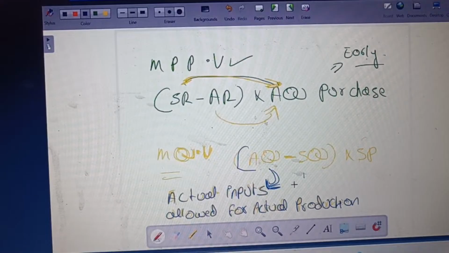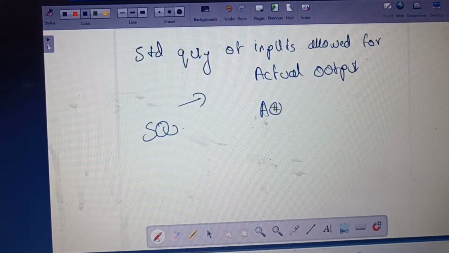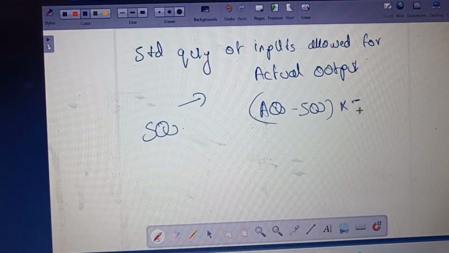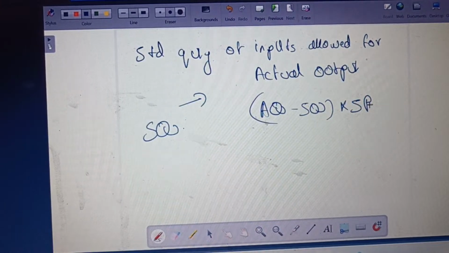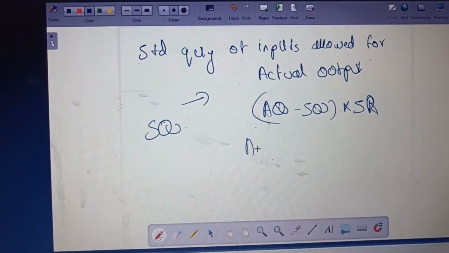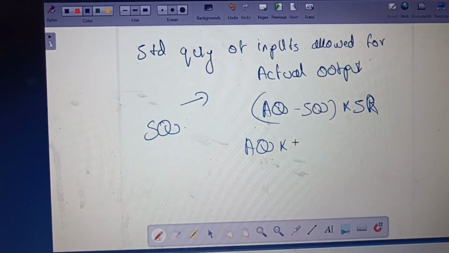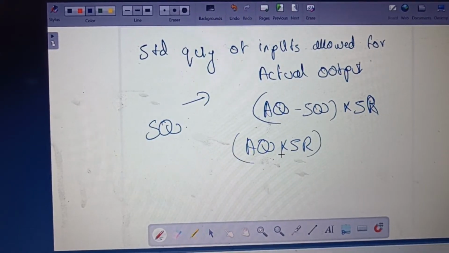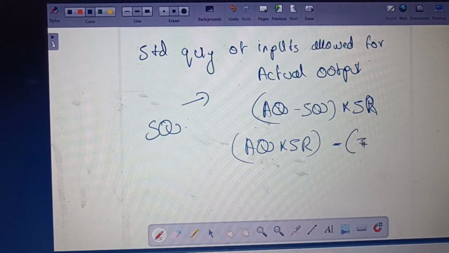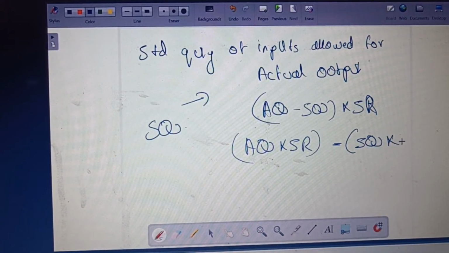We are finding out the difference between actual inputs and the standard inputs allowed for the actual output, for the standard price. So typically this formula, actual quantity minus standard quantity for standard price or standard rate. When we expand this, it will be actual quantity multiplied by standard rate minus standard quantity multiplied by standard rate.